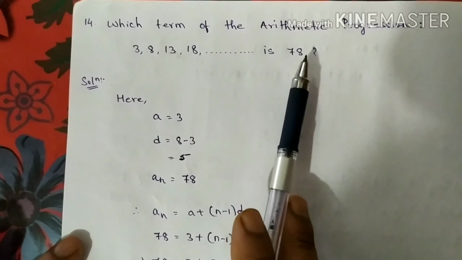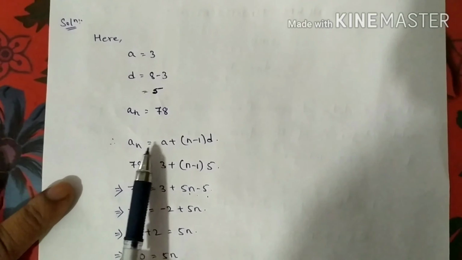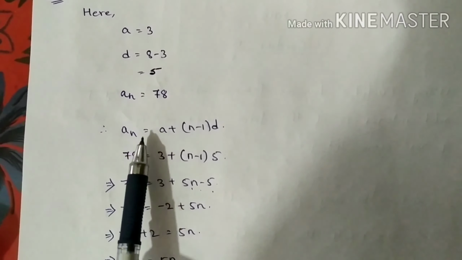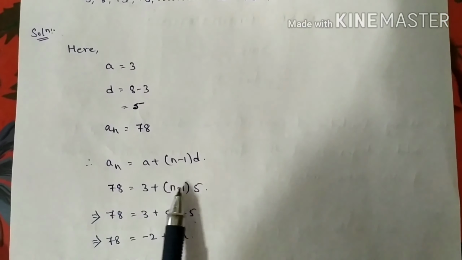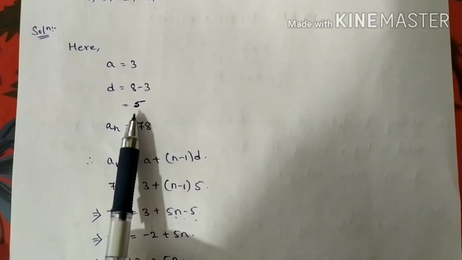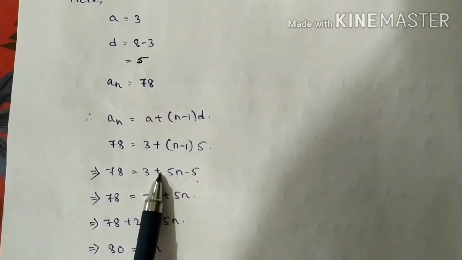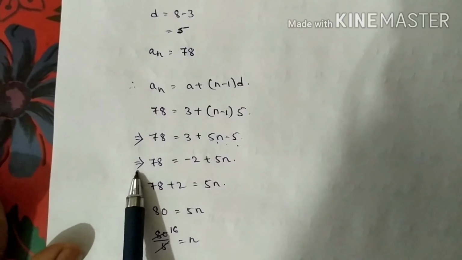The last term is given, 78. So an is 78. We know that the formula of an is a plus (n minus 1)d. Now we will substitute the values. An is 78, the first term is 3, n minus 1, we need to find n here, and d is 5, which implies 78 is equal to 3 plus 5 into n is 5n, minus 5 ones are 5.